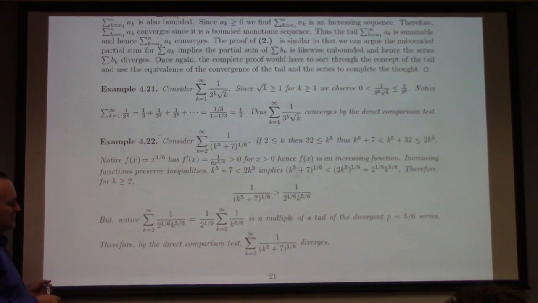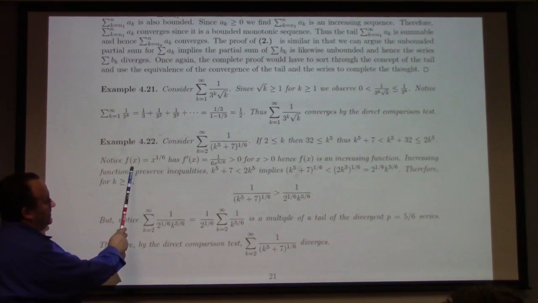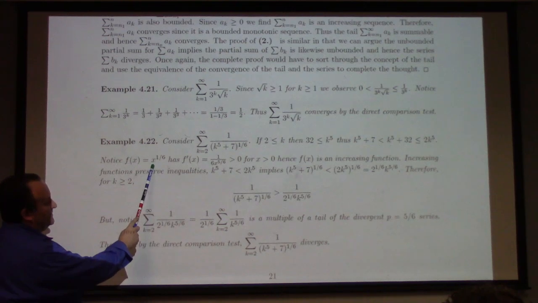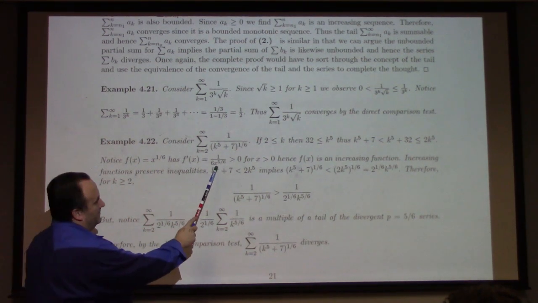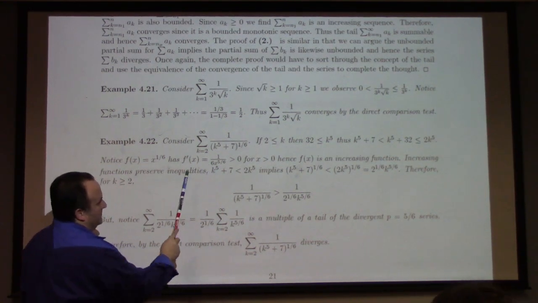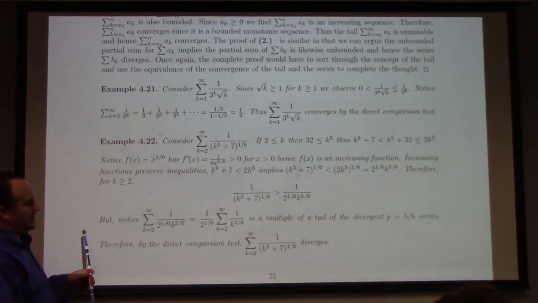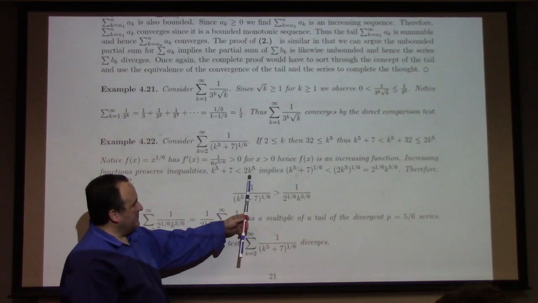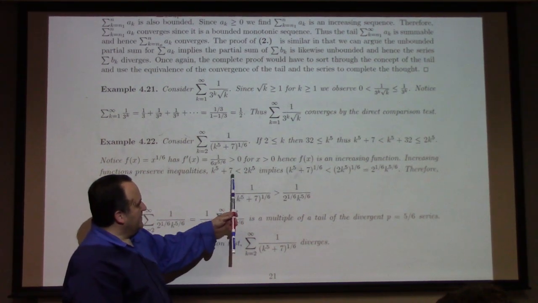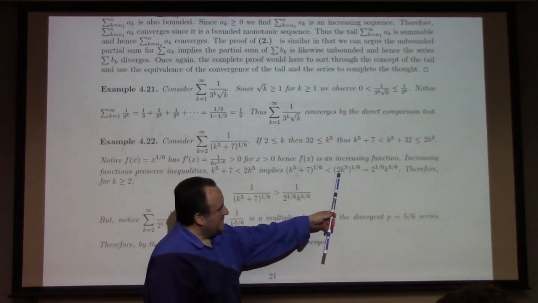And then down here, what I'm doing is I'm showing you, if you didn't believe it already, the sixth root power is an increasing function. How do I see that? Well, if I differentiate the sixth root power, that's increasing because the derivative is positive. And increasing functions preserve inequalities, right? So if I have this inequality, which I argued at the start of the example, then I take the sixth root of both sides. Again, it's an increasing function, so it preserves the inequality like this, and I get that.